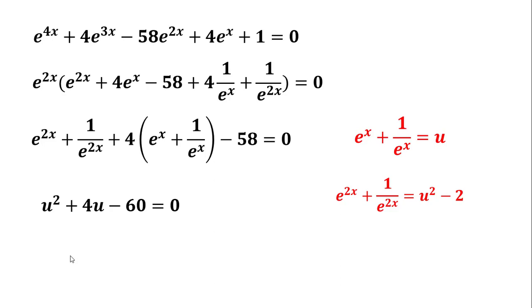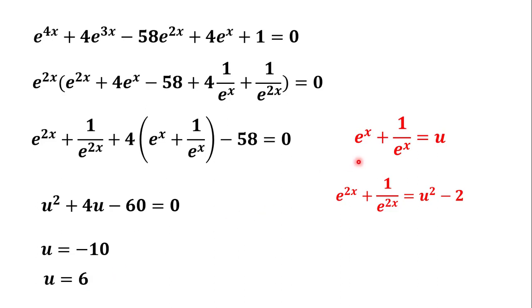u equals minus 4 plus or minus the square root of 16 minus 4 times 1 times minus 60, divided by 2. This radical becomes the square root of 256. The square root of 256 equals 16, and minus 4 plus or minus 16 over 2 gives u equals minus 10, and u equals 6.